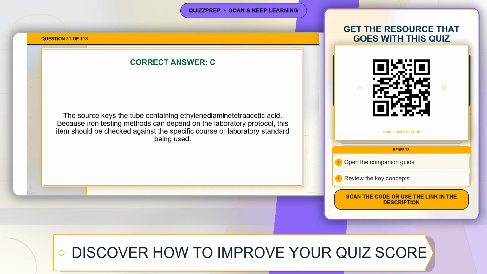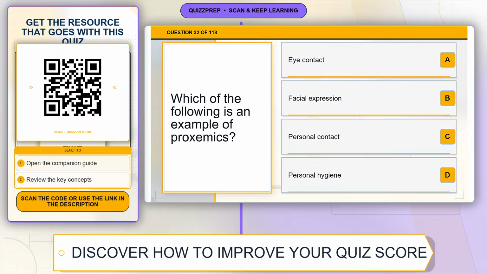Explanation. The source keys the tube containing ethylenediaminetetraacetic acid. Because iron testing methods can depend on the laboratory protocol, this item should be checked against the specific course or laboratory standard being used.